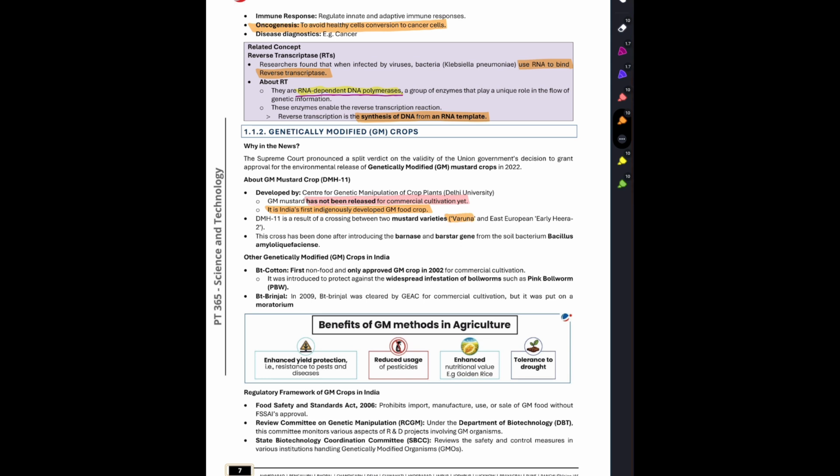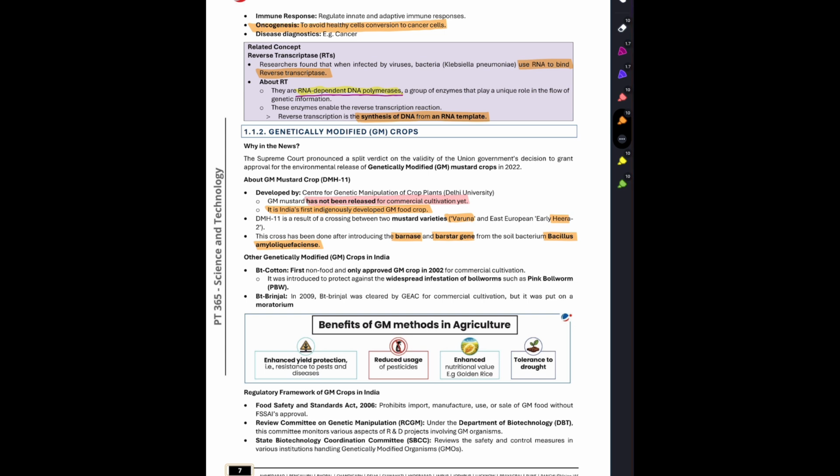So Varuna and Heera are the two varieties, and the crossing between these two led to the formation of DMH11. This cross has been done after introducing the Barnase and Barstar genes from the soil bacterium Bacillus amyloliquefaciens. So the two genes are the Barnase and Barstar, and these are extracted from the soil bacterium Bacillus amyloliquefaciens.